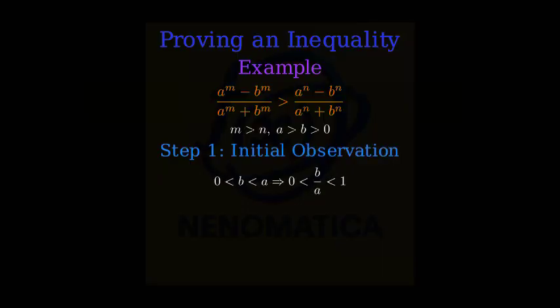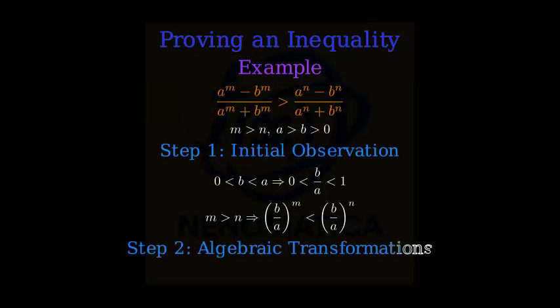Since 0 is less than b, which is less than a, we can derive that 0 is less than the fraction b over a, which is less than 1. And since m is greater than n, when we raise the fraction b over a to these powers, we get that (b over a) to the power of m is less than (b over a) to the power of n. In our second step, we'll make some algebraic transformations.